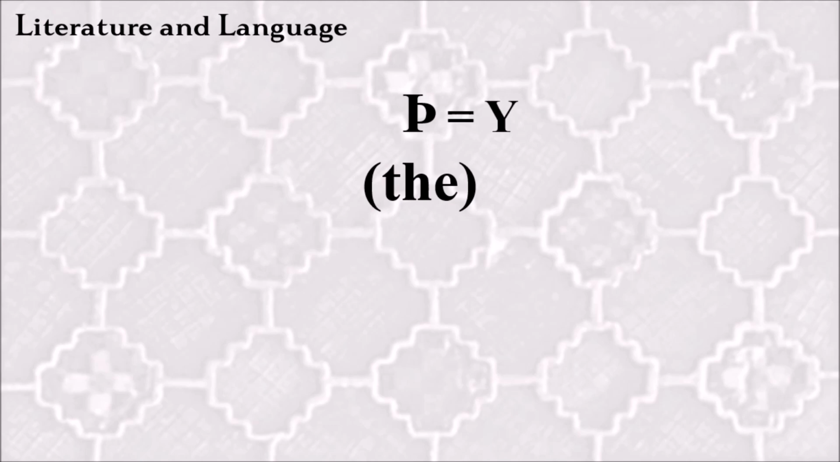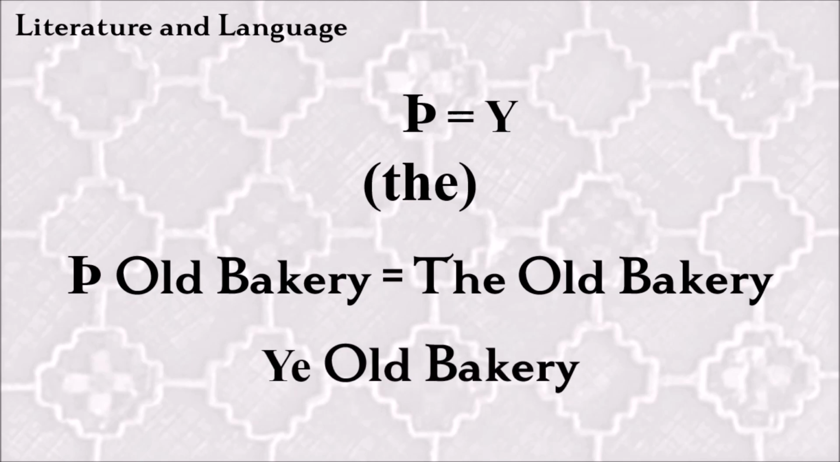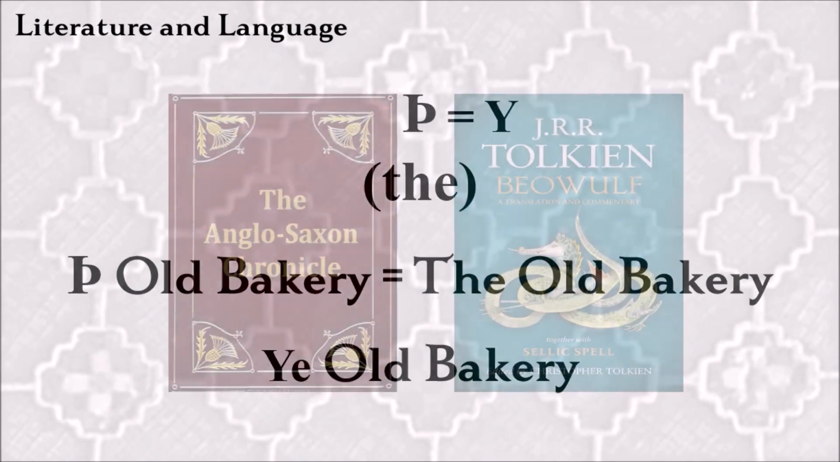However, as the printing press came over to England from Europe, the thorn rune got printed as a Y instead, since thorn was only common in England, not on the continent. Therefore, "the old bakery" became "ye old bakery", but that Y was still meant to be said as "the".